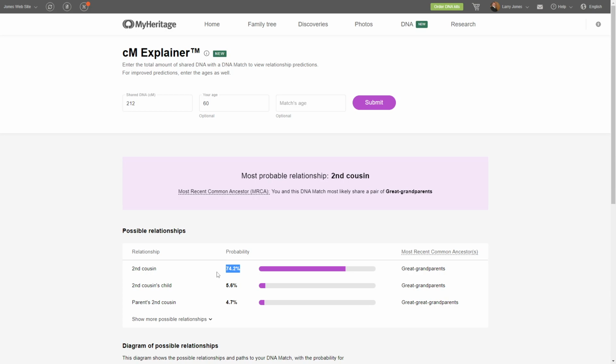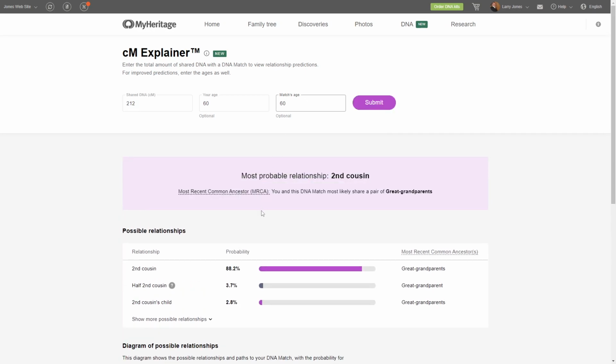Now, what happens if I know the other person's age? Well, that's where the magic happens. I'm going to enter now 60 for a DNA match. I want you to notice here, we've got second cousin's child, parent, second cousin. I'm going to enter 60 right here, and we're going to see magic happen in the numbers. We're going to see all sorts of cool things take place.